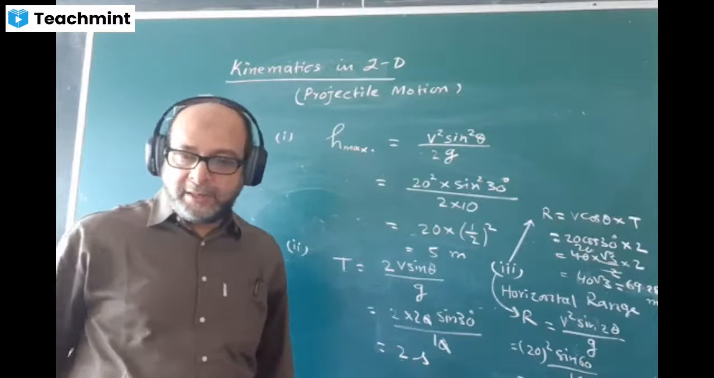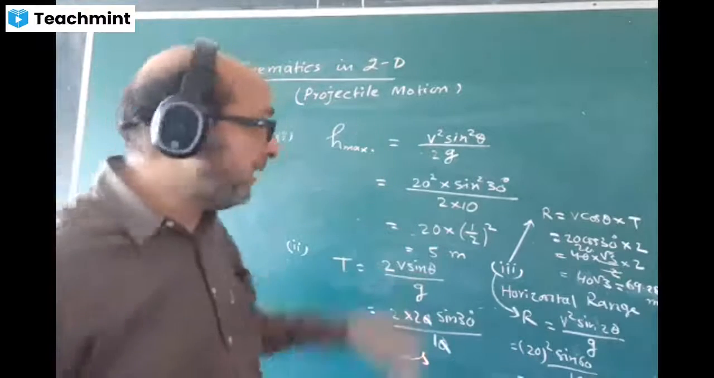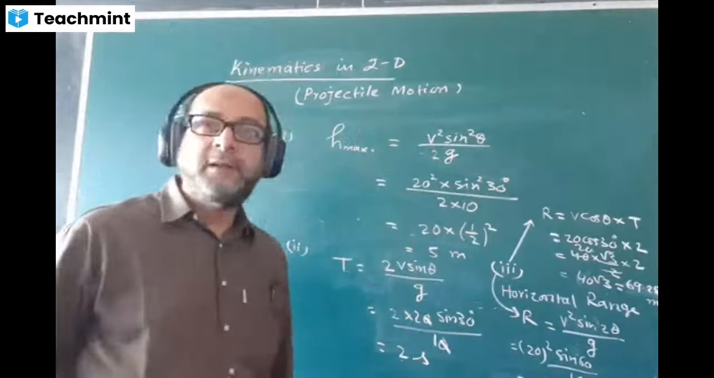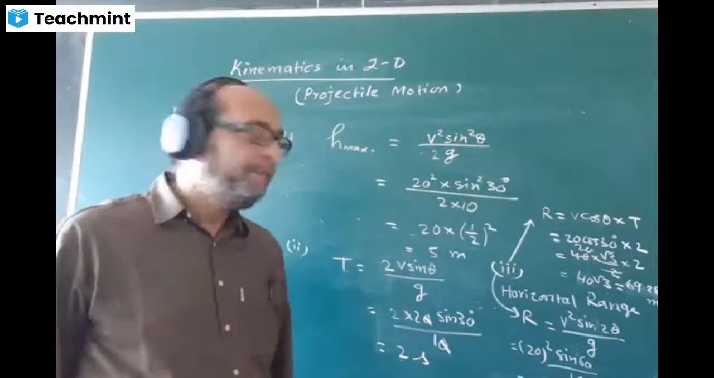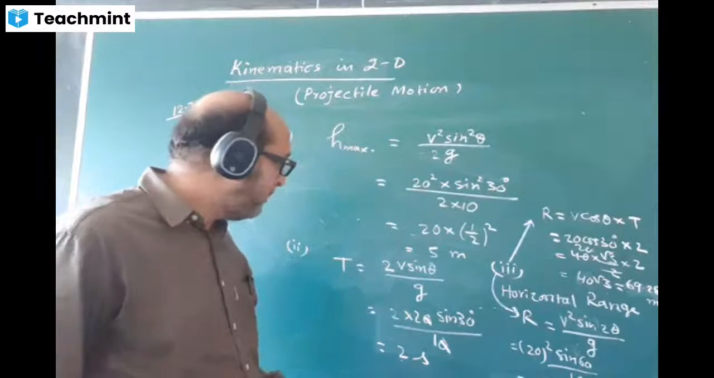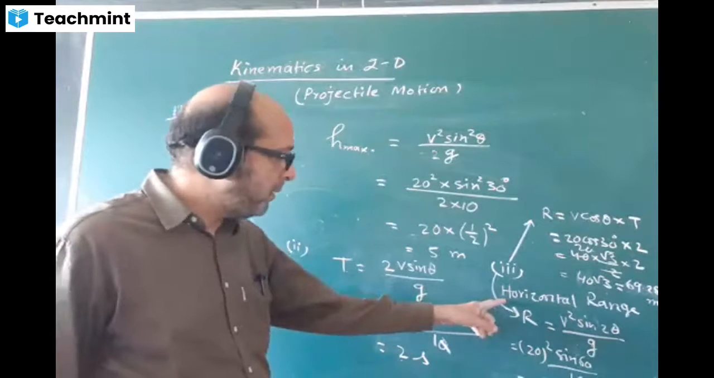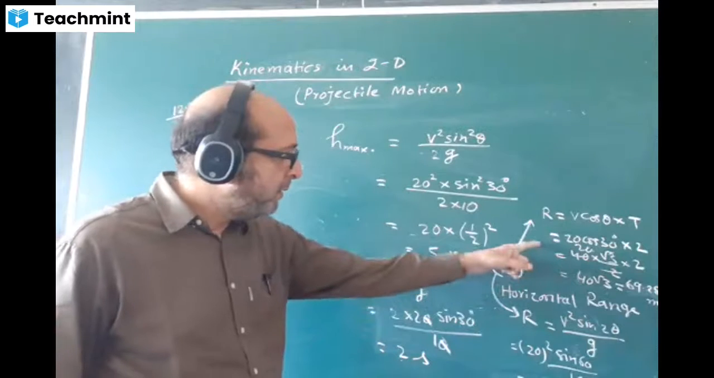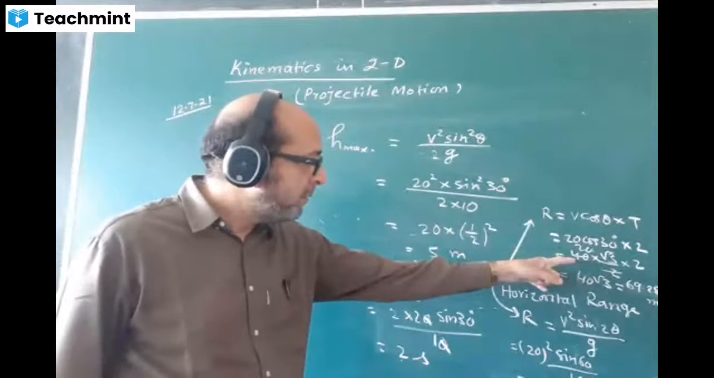Understood? I think you got some idea. So next day we'll continue with the same. Sir, how did that 40 come over there? Sir, in the R equals to third line, how did that 40 come?